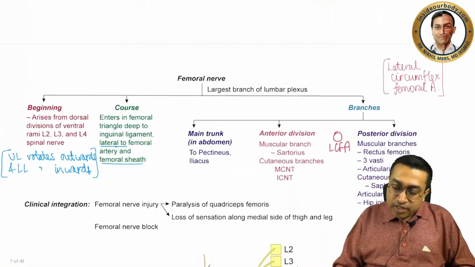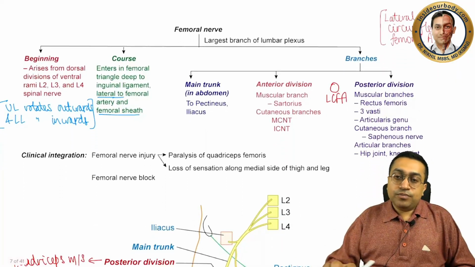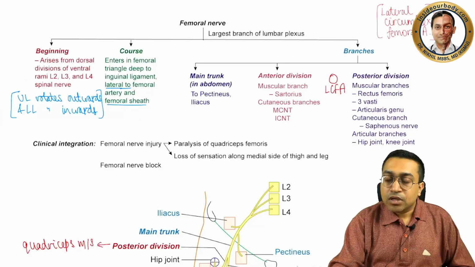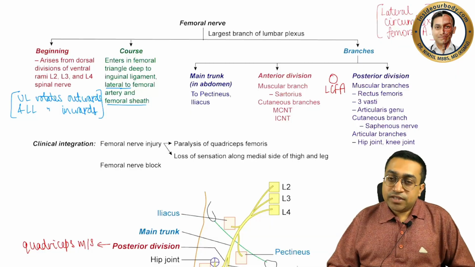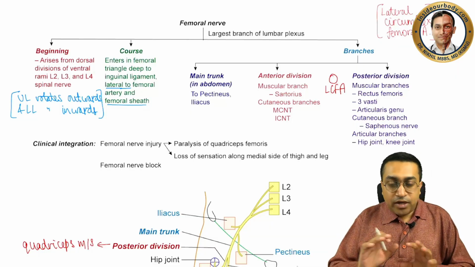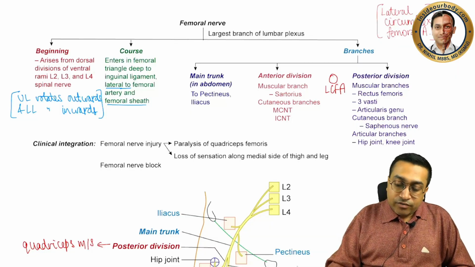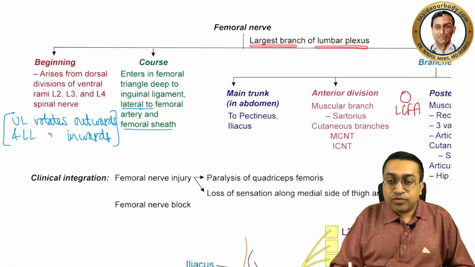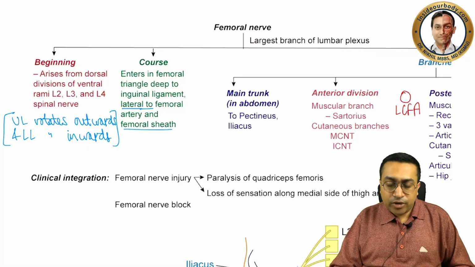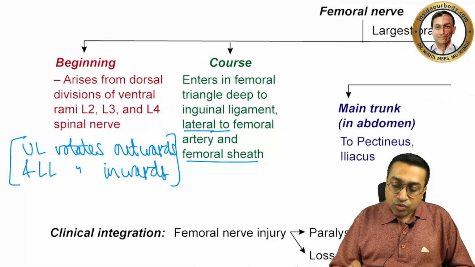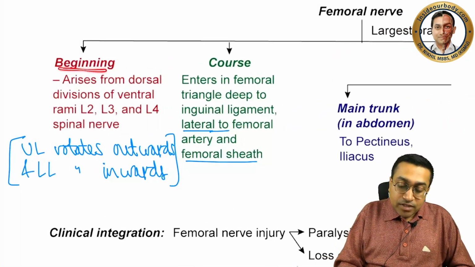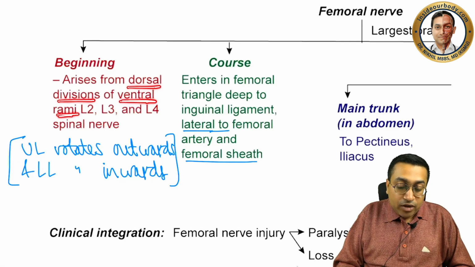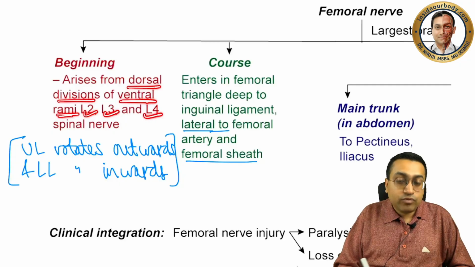So next we come on to the femoral nerve. Now femoral nerve is an extremely important topic again. Itself it's a short note and very important MCQs. So femoral nerve is the largest branch of the lumbar plexus, again very important. Now see the beginning and course first. So it begins or arises from the dorsal divisions of the ventral rami of L2, L3, L4 spinal nerve.